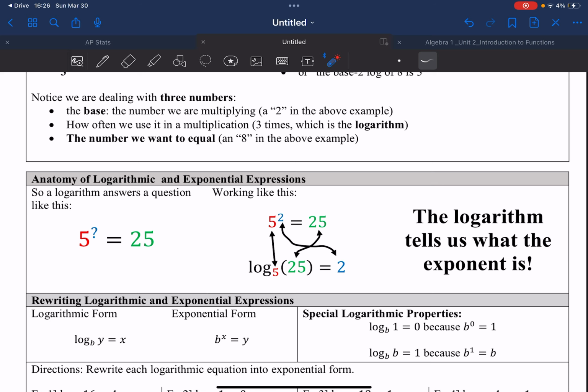So if we're using these numbers, we're asking ourselves, 5 to what power gives us 25? Well, we know that 5 squared equals 25. So another way to write this is saying log base 5 of 25 is equal to 2. Notice these arrows here are telling us how we would transform an exponential function to a log function and vice versa. Okay.